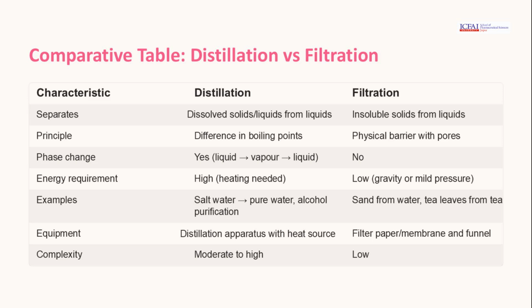Distillation and filtration are two methods used to separate components in mixtures. Distillation works by exploiting differences in boiling points, making it ideal for separating dissolved solids or liquids. Filtration, on the other hand, uses a physical barrier to separate insoluble solids from liquids. While distillation requires heat and is moderately complex, filtration is simpler and often requires less energy.